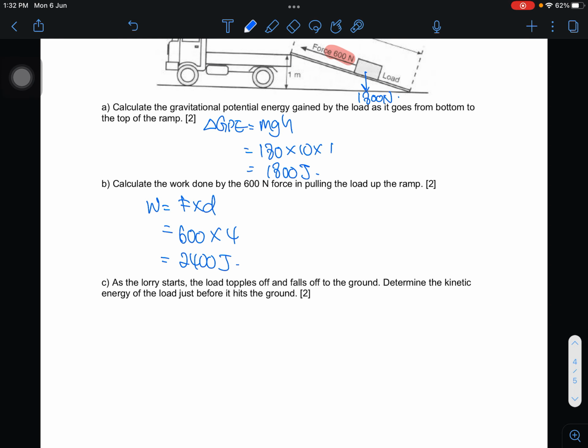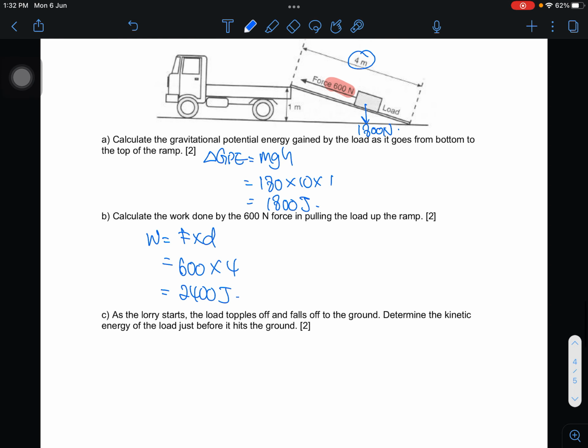As the lorry starts, the load topples off and falls to the ground. Determine the kinetic energy of the load just before it hits the ground. So now the load is on the lorry, and over here is 1 meter, so it drops. On the lorry, it has 1,800 joules of energy, right? So as it drops, energy must be converted to KE.